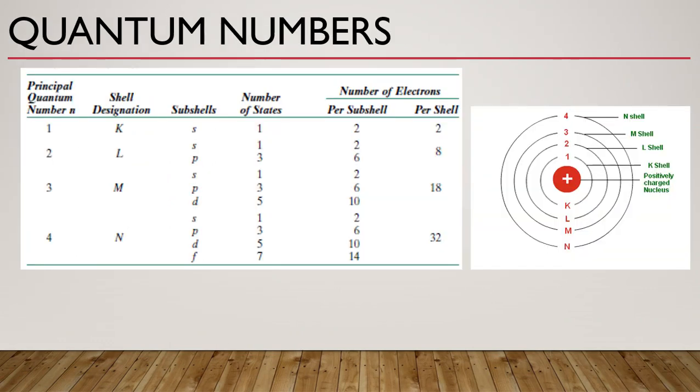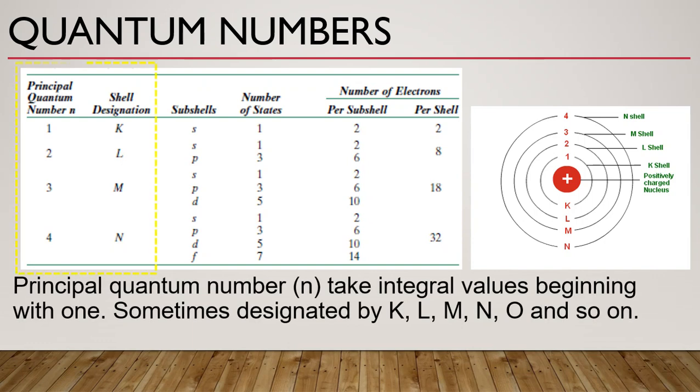Every electron of an atom is characterized by 4 parameters called quantum numbers. Quantum numbers dictate the number of states within each subshell, and our first quantum number is the principal quantum number, represented by n. It takes integral values beginning with 1. Sometimes the principal quantum number is designated as K, L, M, N, O, and so on.